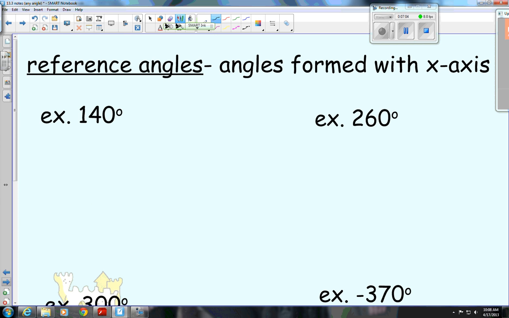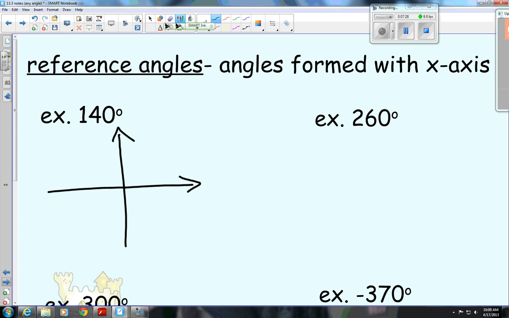Okay. So now, we talked a little bit yesterday about reference angles. We're going to talk some more about reference angles, and part of your assignment today is going to be actually finding some. So, 140 degrees, I want to find a reference angle. You're going to remember that a reference angle is always formed with the x-axis.